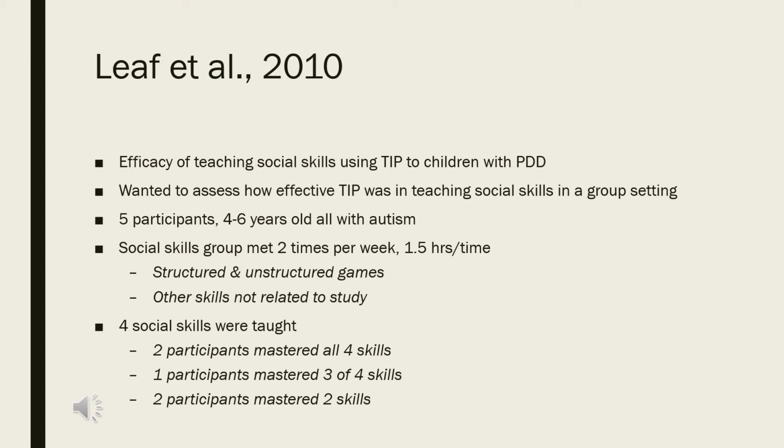The 4 skills that were taught, so all learners were taught the same 4 skills using the teaching interaction procedure, and those were showing appreciation, giving a compliment, making an empathetic statement, and changing a game when someone isn't interested. And at the end of the study, 2 of the participants mastered all 4 skills. 1 participant mastered 3 of the 4 skills, and 2 participants mastered 2 of those skills.